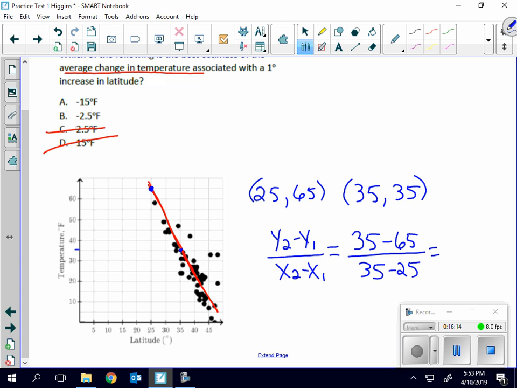This time we can use a calculator. All right, 35 minus 65 is a negative 30. 35 minus 25 is just 10. And if I divide this, this is negative 3. Again, that's not exact, but which one is that closer to, A or B? That's closer to B. It's closer to 2.5 than it is to 15. Okay, so it's hard to get exact numbers here because it's just an estimate. But there will be one obvious answer. So you'll be fine on these, okay? That is the answer for that one.